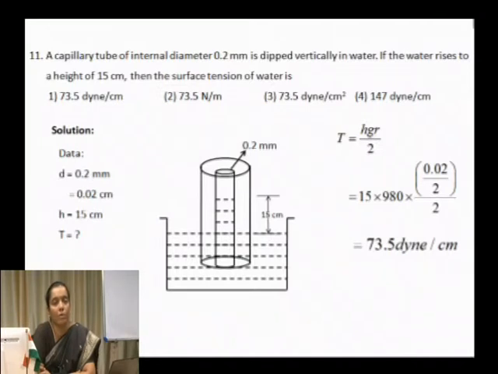So, the formula to calculate the surface tension of water is h r g by 2. H is the height of the liquid, g is the acceleration due to gravity, and r is the radius of the capillary tube. So, radius of the capillary tube is diameter by 2, D by 2. So, 0.02 divided by 2 has been substituted there. Height of the liquid is 15 centimeter, acceleration due to gravity is 980 centimeter per second square. So, we get the surface tension of water as 73.5 dyne per centimeter.